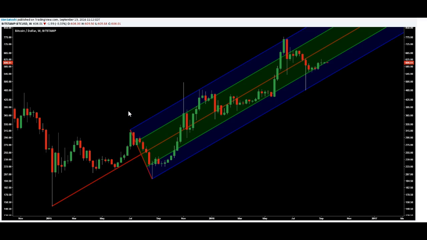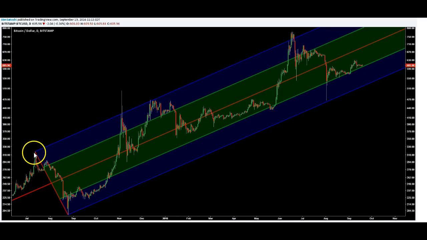And the pitchfork, I keep coming back to the pitchfork. I just think it's super interesting. I think it's the most clear way to just draw an uptrend, especially one that's been going on since 2015. So you can see we're kind of sitting outside of this quartile, and we're drifting into the blue, the buy zone as some people like to call it.